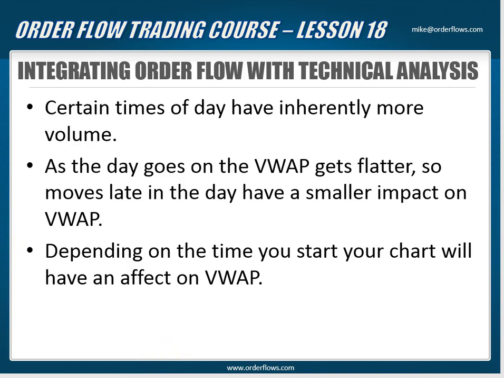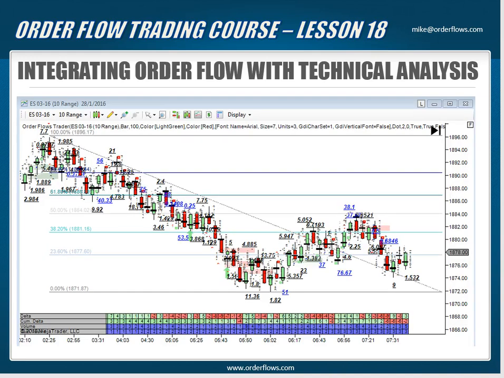So anyway, enough about my problem with the way people use VWAP. Let's take a look at other forms of technical analysis and order flow. So this is a Fibonacci chart. Well, this is an order flow chart with Fibonacci retracements laid into it. I like to use 50% as a pullback.